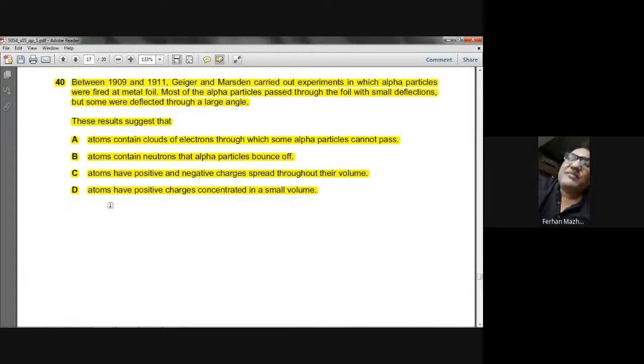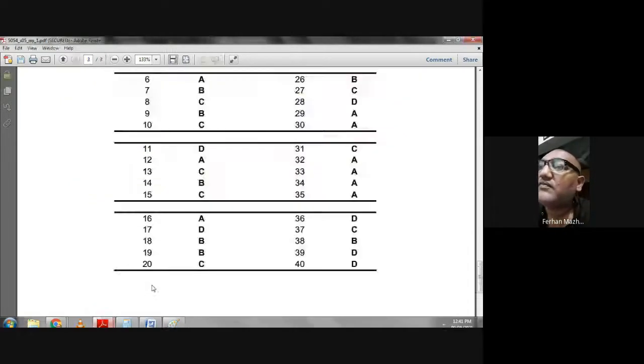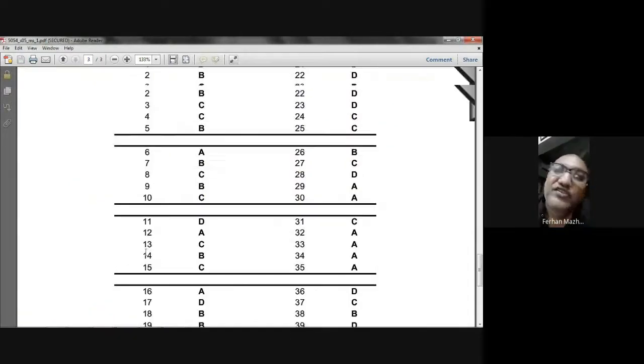Geiger and Marsden, by the experiment of bombarding a gold foil with alpha particles, concluded that most of the alpha particles went straight, so most of the space of the atom is empty. Only a small portion in the center of the atom has mass. It has positive charge. So D is the right choice. Question number 40, D is the right choice.